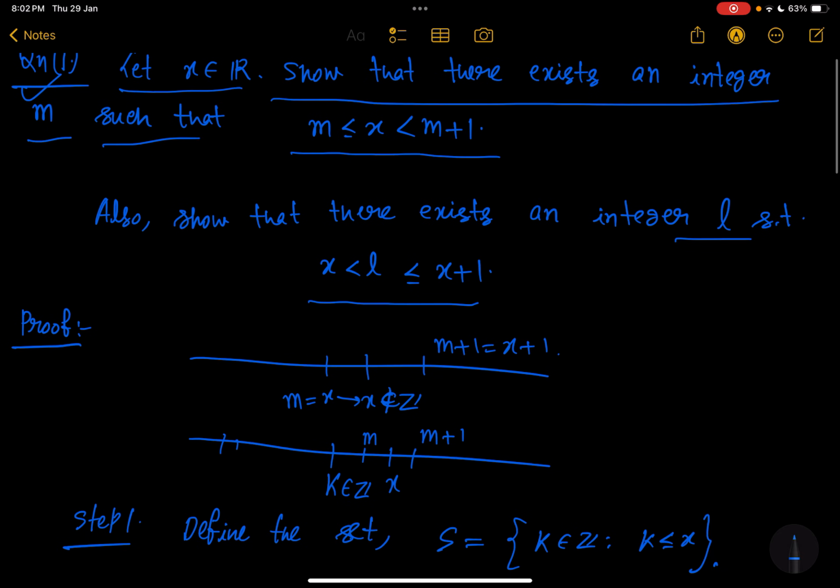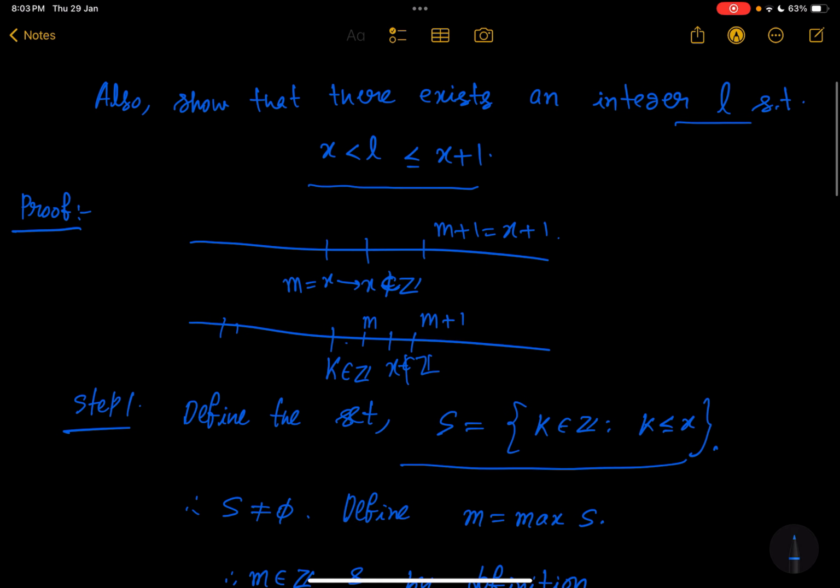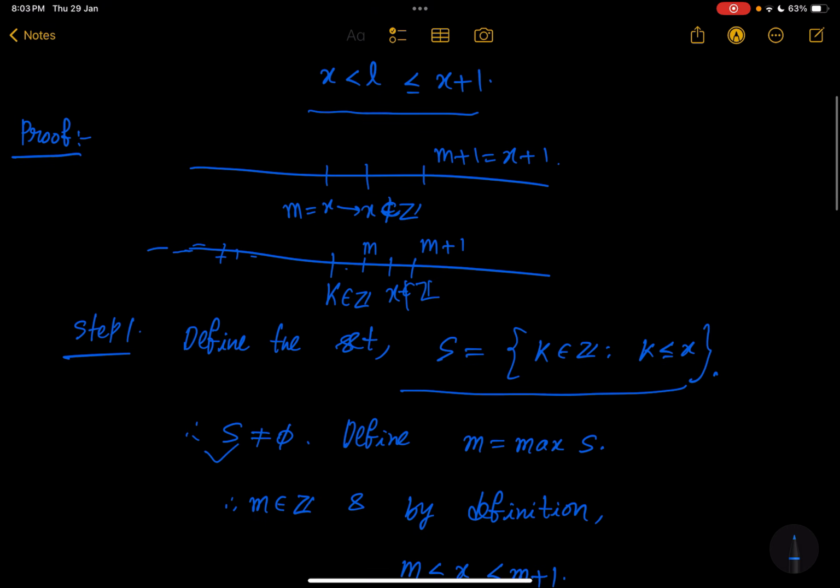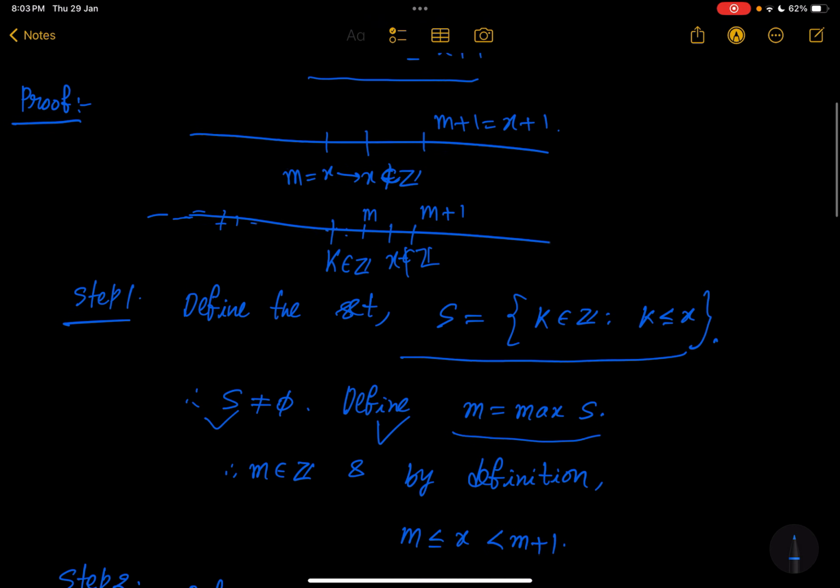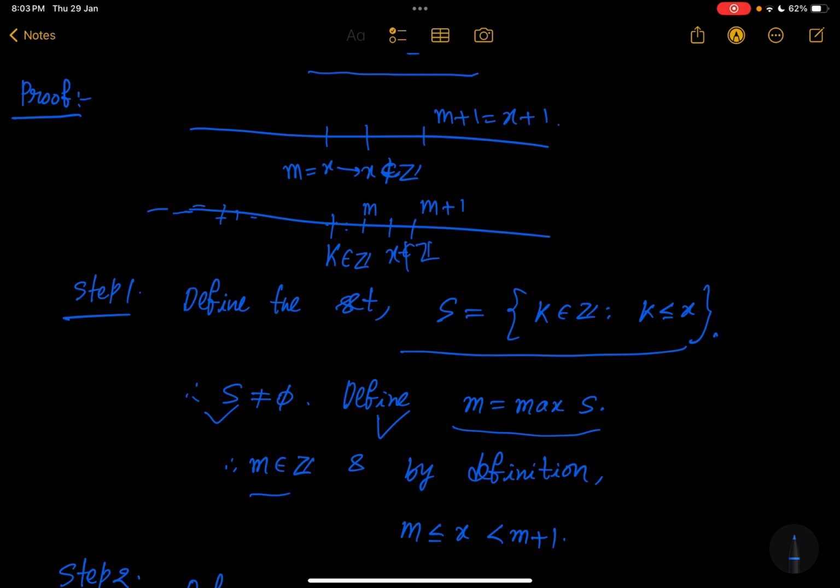But if x does not belong to Z, for example in this case, then I will collect all the integers which are below x or equal to x. Basically this set. Of course this set is non-empty because there are a lot of integers below x, right? So this is a non-empty set, and I will take the maximum of such integers. That maximum also belongs to Z, right?